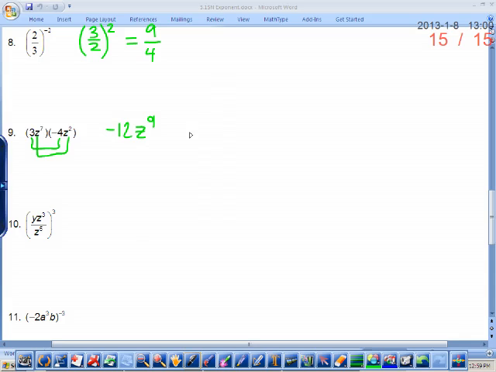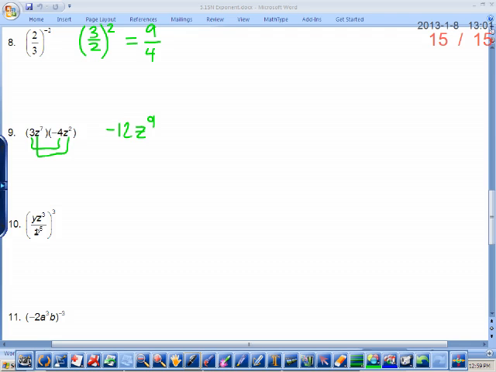Let's look at 10. Y z cubed over z to the 5th, the whole quantity cubed. Now, my recommendation on a problem like this is to simplify the inside of the parentheses first. Then deal with the third power. Okay, so I have y z cubed over z to the 5th. What part of that can be simplified?